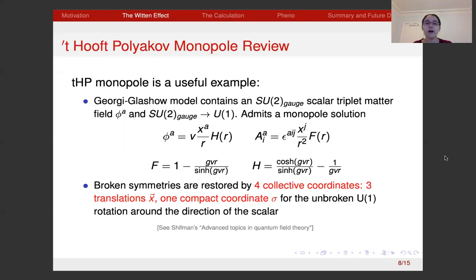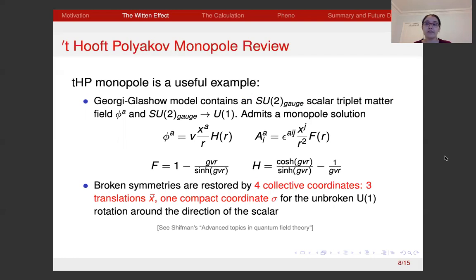So the 't Hooft-Polyakov monopole shows up in the Georgi-Glashow model. It contains an SU(2) gauge field A, as well as an SU(2) scalar triplet matter field phi^a. And it has a potential that breaks the gauge group SU(2) down to U(1). This admits a monopole solution for phi^a and A given here, where F and H are radial profile functions that minimize the energy.